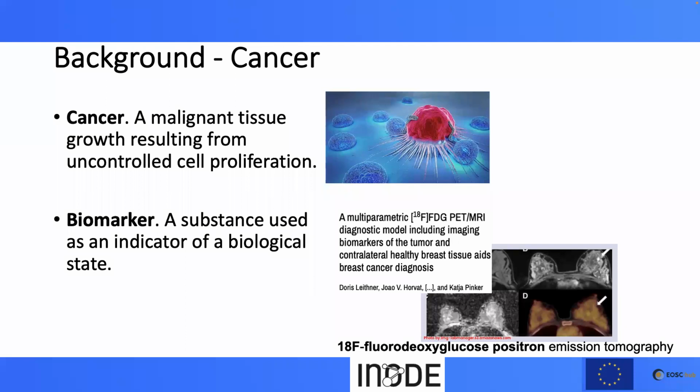Biomarkers are indeed substances used as an indicator of some biological state. And this biological state could be a cancer type, such as breast cancer. And we can have a molecular biomarker, for example, such as a gene biomarker or a clinical exam image, for example. In this slide, we have this for breast cancer here.